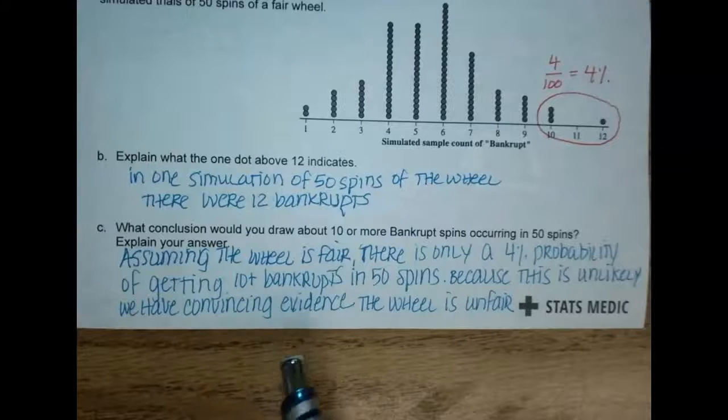All right, because we assumed the wheel was fair, when we did our simulation, there was only a 4% probability of getting 10 plus bankrupts in 50 spins. Because this is unlikely, because it's less than 5%, we have convincing evidence that the wheel is unfair. Because it's less than 5%, something else must be going on. So maybe that something is somebody tampered with the wheel. It's unfair. It's not working the way they said it was going to work.